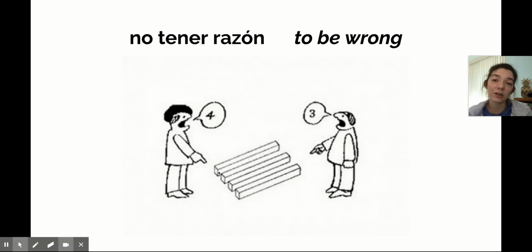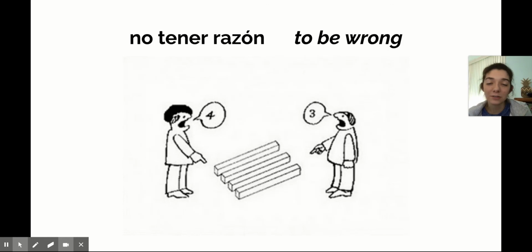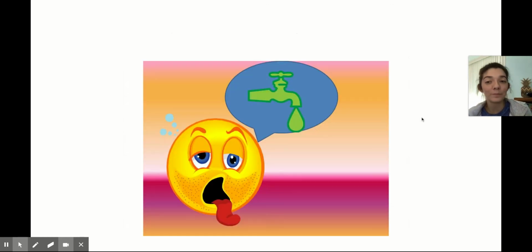Guys, in case you're trying to figure this out, it's one line, all connected. The whole thing is all connected. I forget what they're called. It's messing with your eyes. There's a word for this. Somebody tell me. Okay. No tener razón, to be wrong.